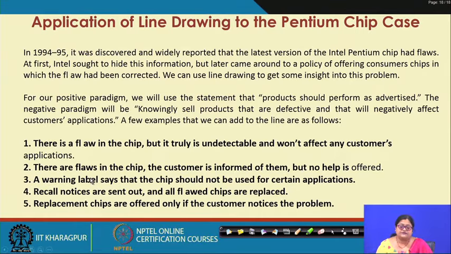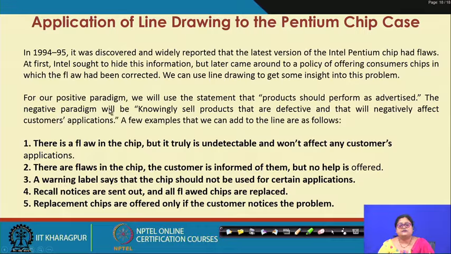In 1994-95, it was discovered and widely reported that the latest version of the Intel Pentium chip had flaws. At first, Intel sought to hide this information, but later came around to a policy of offering consumer chips in which the flaw had been corrected. We can use line drawing to get some insight into this problem.